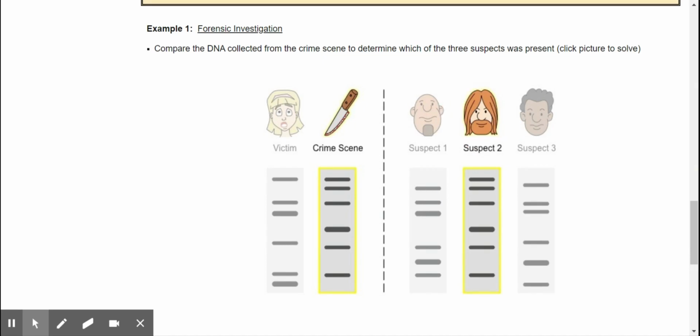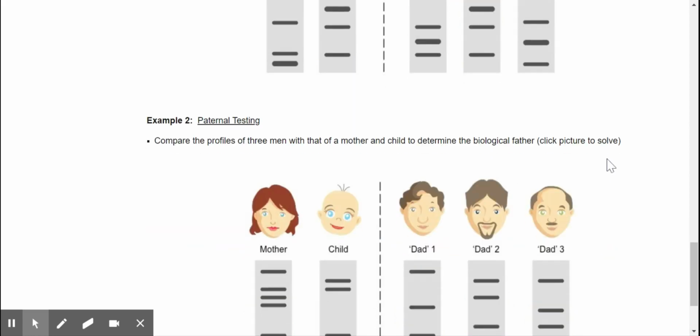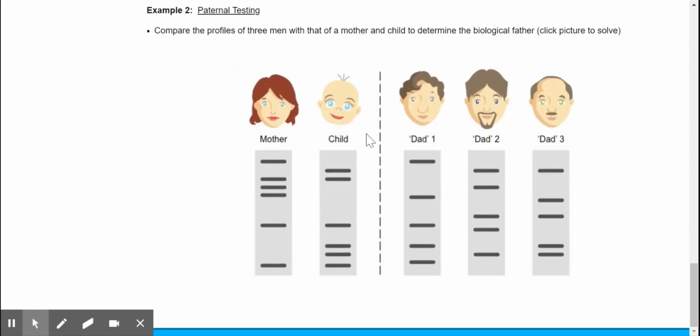Okay, so now we're going to do paternal testing. This is when we need to find out the parents of a child. Here we have the mother, and we need to identify which of these 3 males could be the dad. So what we would do is remember that half of your DNA comes from your mom, half your DNA comes from your dad. So mom's going to have one half, and the other dad has to have the other half.